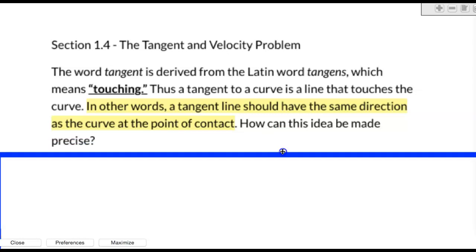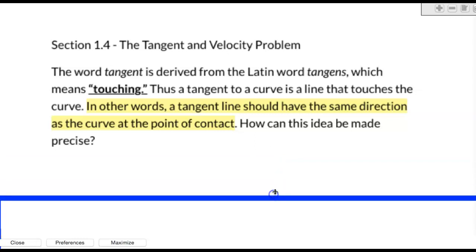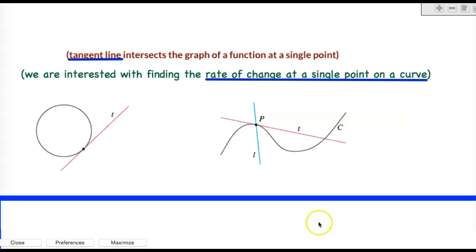So we're going to get into how this idea can become precise. We're getting to that. But keep in mind that when you're dealing with the word tangent, it's a tangent line to a curve that is going to touch the curve at a single point. And again, the tangent line intersects the graph of a function at a single point.